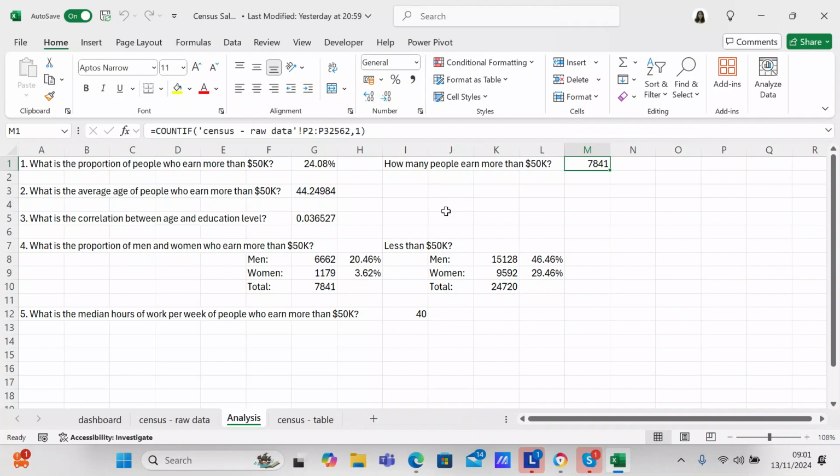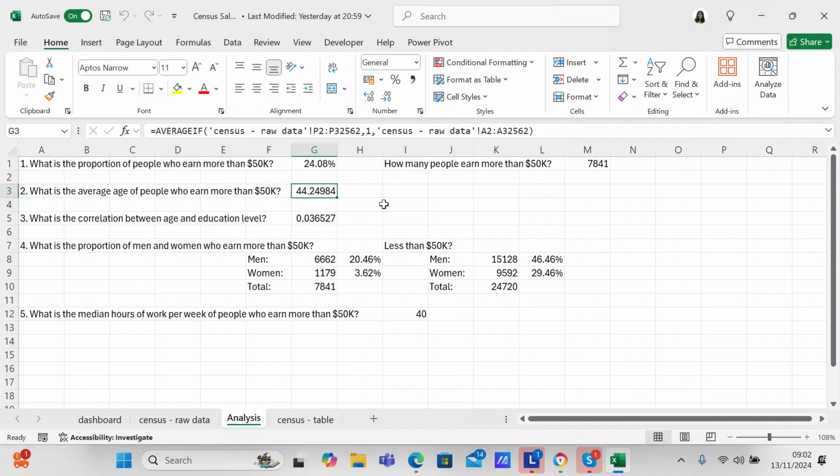The next question is, what is the average age of people who earn more than 50K? So again, we had to use a formula. We used AVERAGEIF the census P2 to P32562, comma 1, and then we average the age A2 to A32562. So the average age is 44.25.